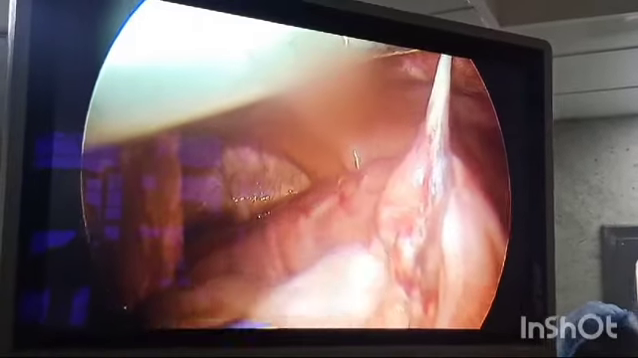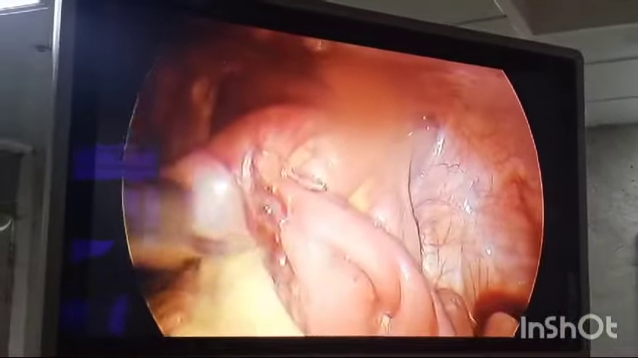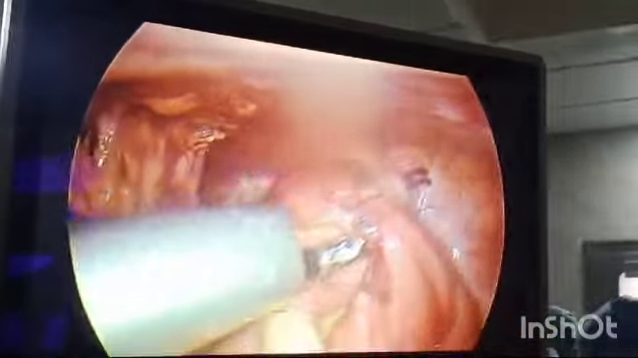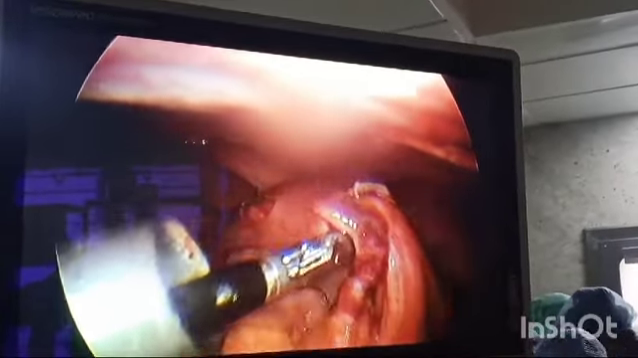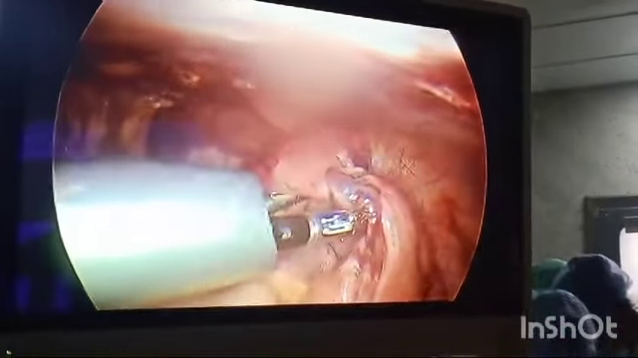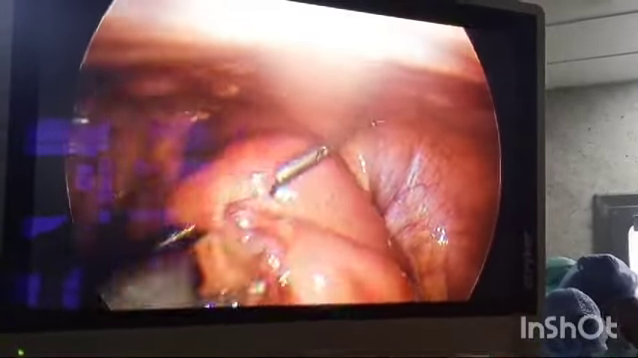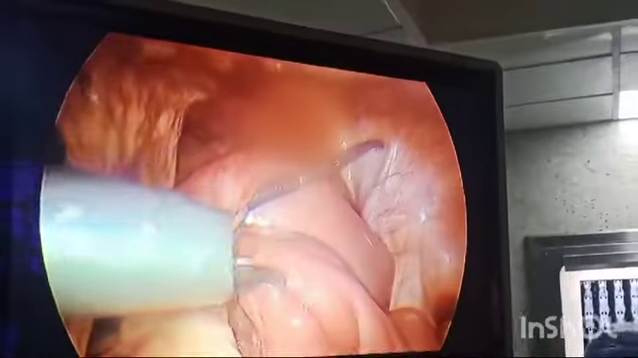A second 10 port was introduced in the right hypochondrium, and a 5 port was introduced in the left hypochondrium. The camera port was shifted to the right hypochondrial port, and the dissection was done through the left lumbar and the subumbilical port. The band was released from the anterior abdominal wall.